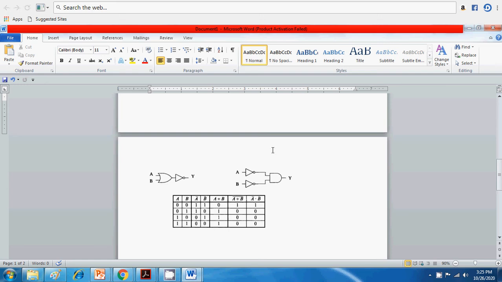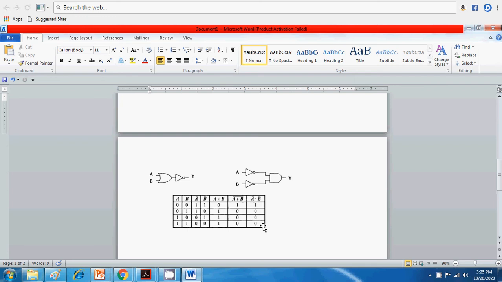Now we have to calculate the output of this circuit, that is a bar dot b bar is equal to y. So a bar dot b bar, that is 1 dot 1 is 1, 1 dot 0 is 0, 0 dot 1 is 0 and 0 dot 0 is 0. So this is the truth table of the second De Morgan's theorem.